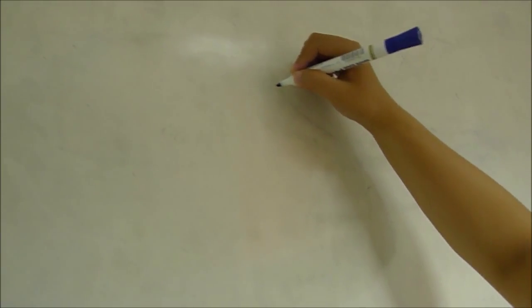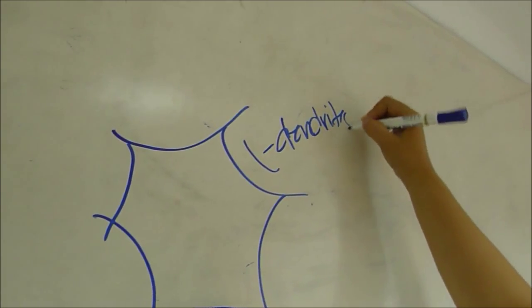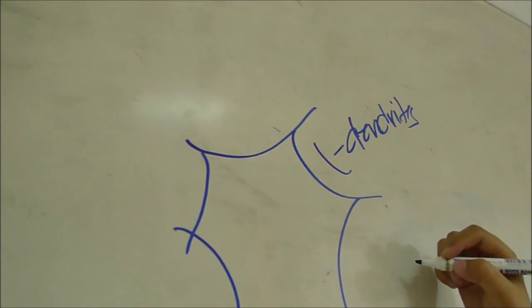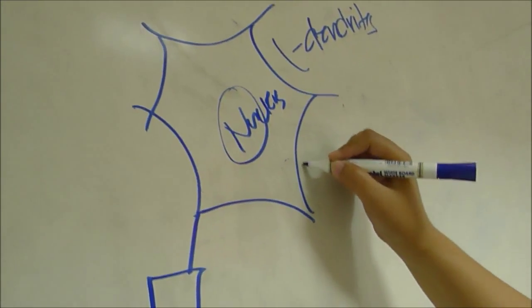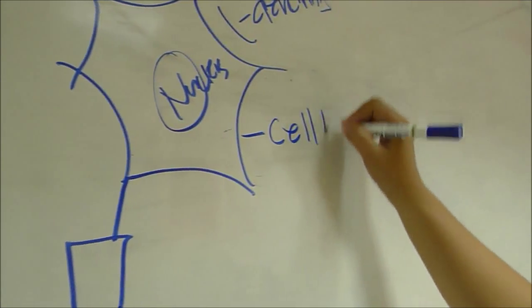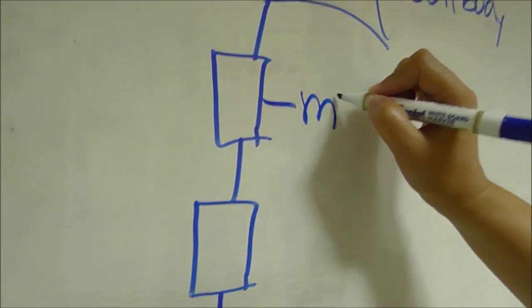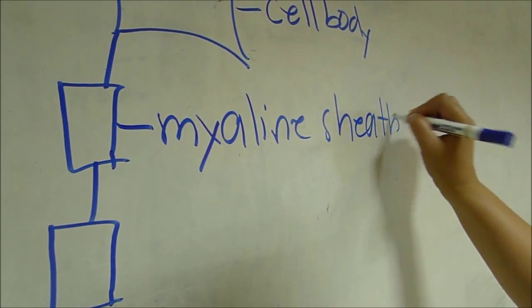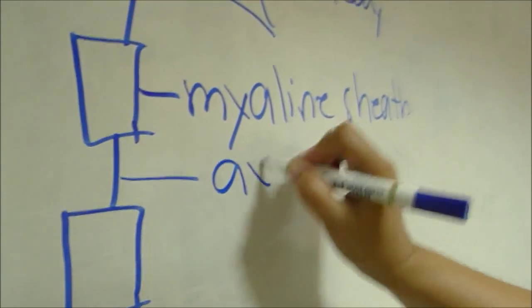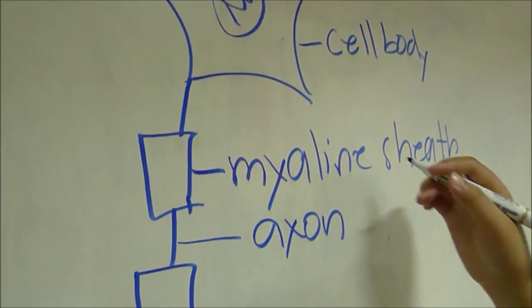Sa normal na individual, ano na siya ang neuron. So, this is the dendrites. Nucleus. Then the cell body. Then myelin sheath. And axon. So kung ang patient may siya multiple sclerosis, damage siyang axon and myelin.